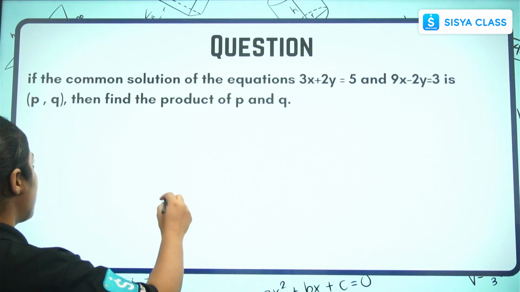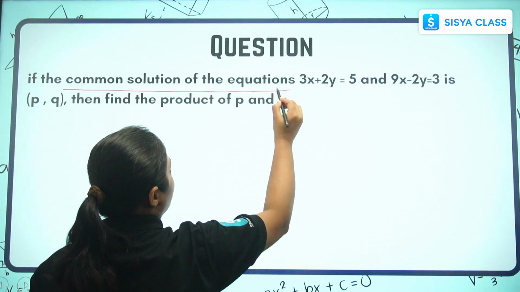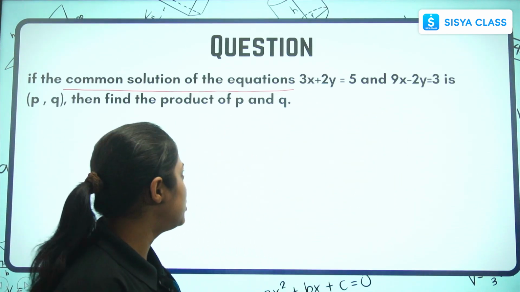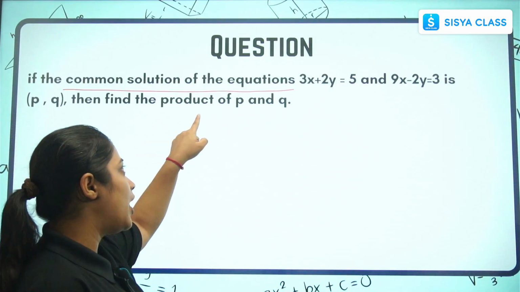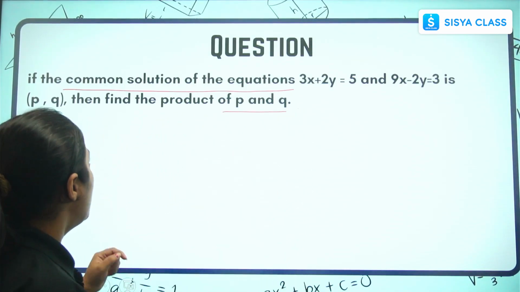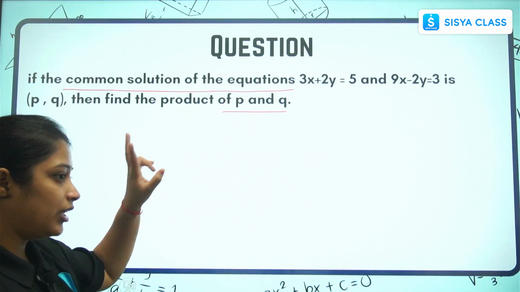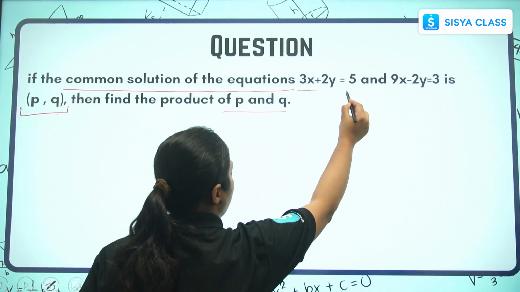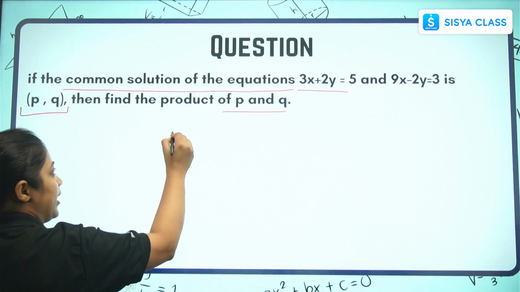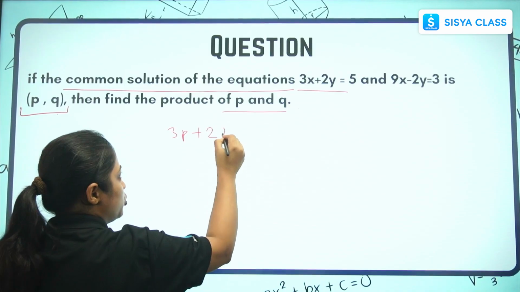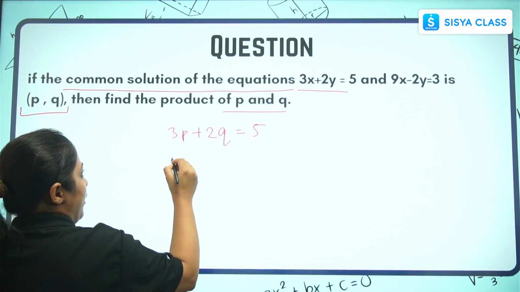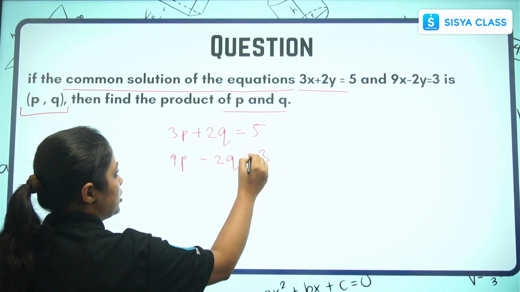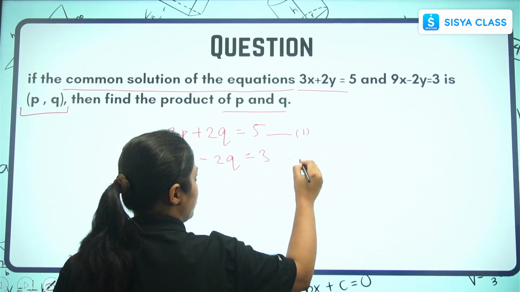Now the next question is: if the common solution of the equations 3x plus 2y equal to 5 and 9x minus 2y equal to 3 is P comma Q, then find the product of P and Q. So what are the solutions which satisfy the equation, right? Here P and Q will satisfy both of these equations. So just write it: 3P plus 2Q equal to 5 and 9P minus 2Q equal to 3. This is your equation number 1 and this is equation number 2.